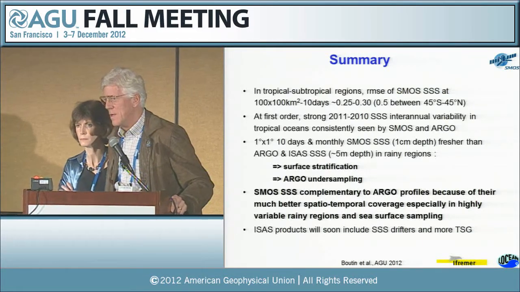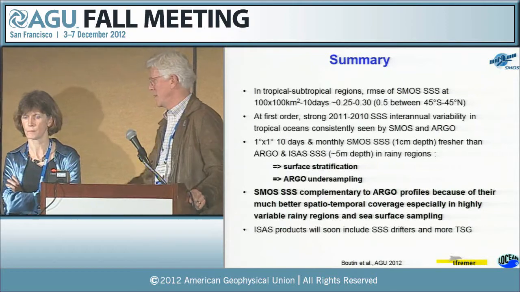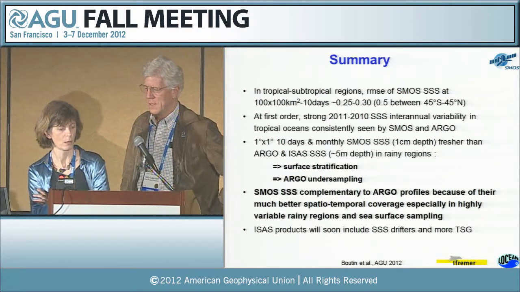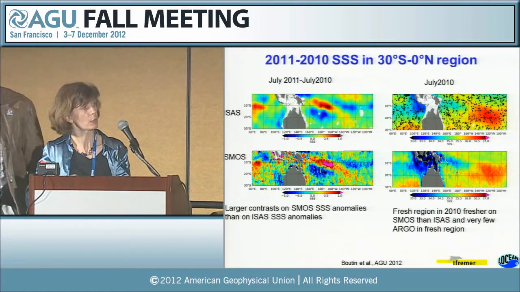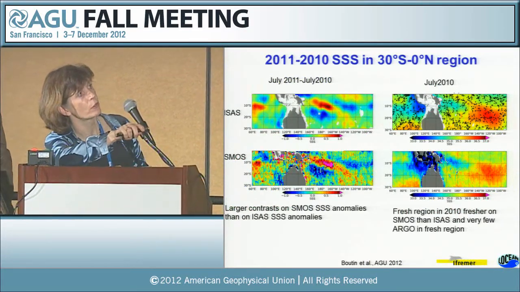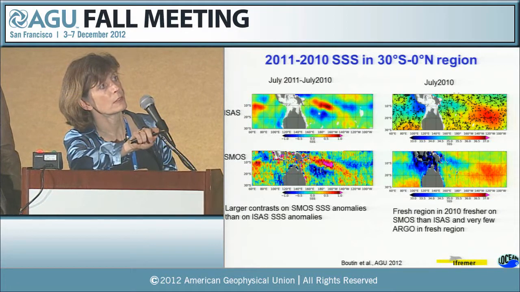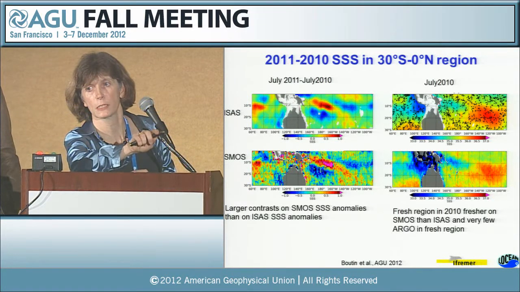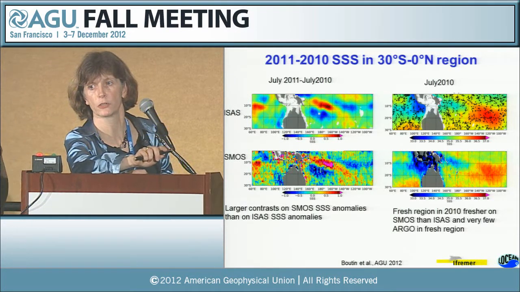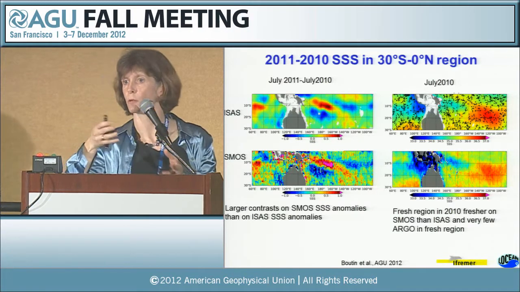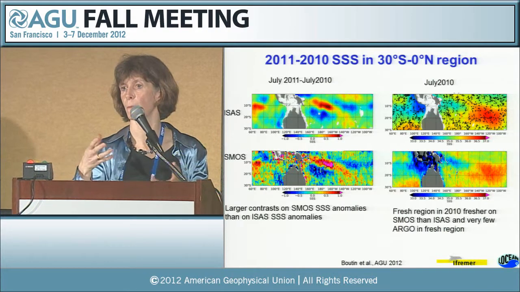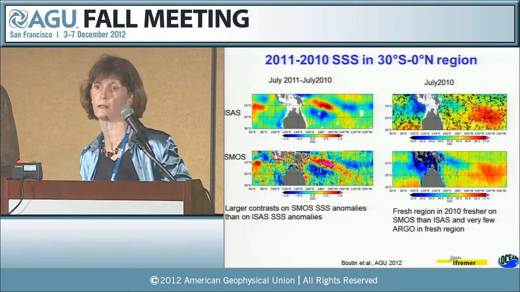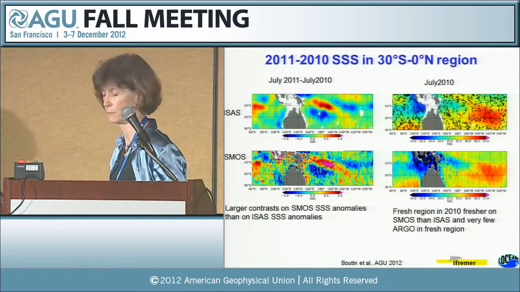What do you mean by Argo undersampling of rain events? Well, it appears that in the map I showed, if you look at the fresh region here, you can see that there were a very small number of Argo floats in that region. Probably it's due to the circulation in this area that makes the Argo floats quite rare. All right, thank you.